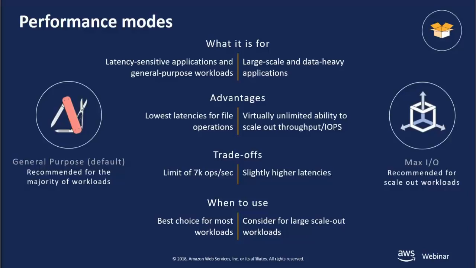Lastly, when do you want to use it? General purpose mode is the best choice for most workloads. That's why we recommend you first use general purpose mode file systems. But max IO is really designed for large scale out workloads. So if you have a workload that needs to be accessed from hundreds or even thousands of instances concurrently, then you really want to consider looking at a max IO file system.